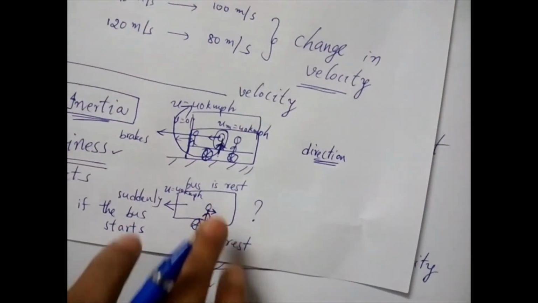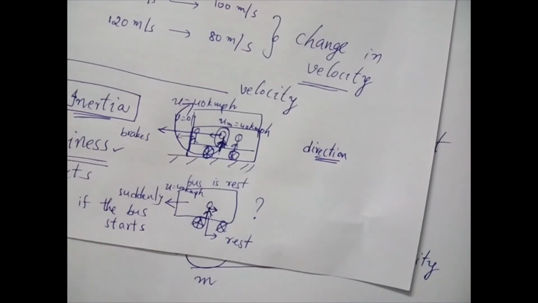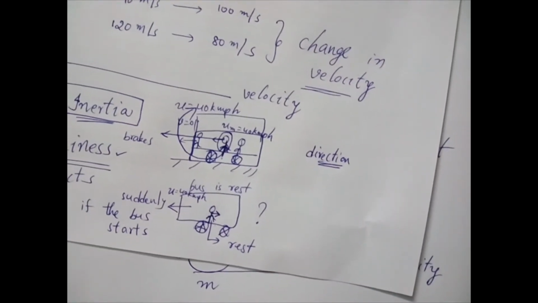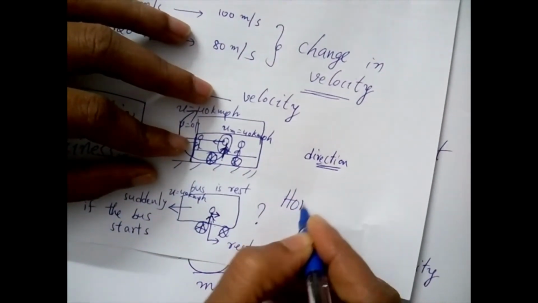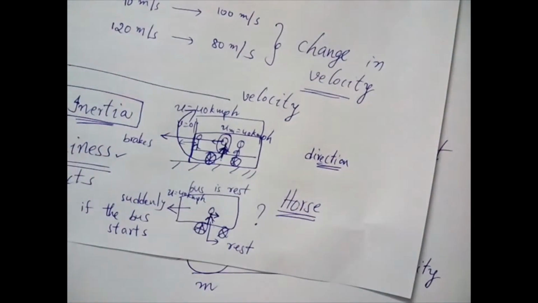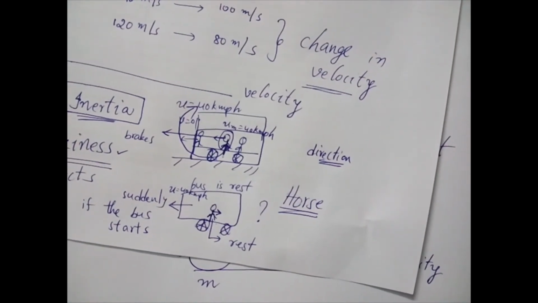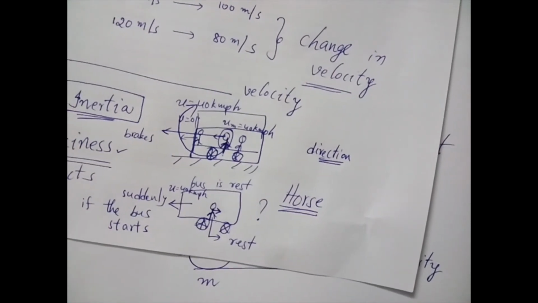So these are the three types of inertias. What are these three? Inertia of rest, inertia of motion, inertia of direction. The same questions can be asked by using a horse also. Okay. So suddenly when the horse starts running, then you will feel a backward push.